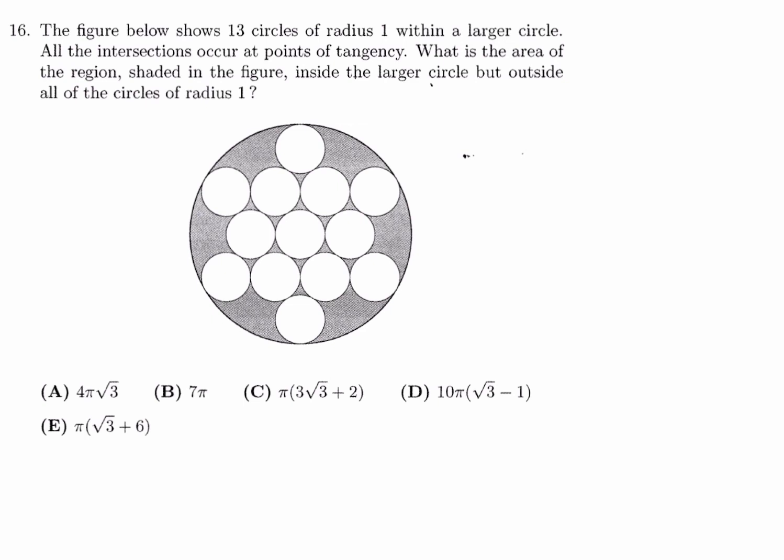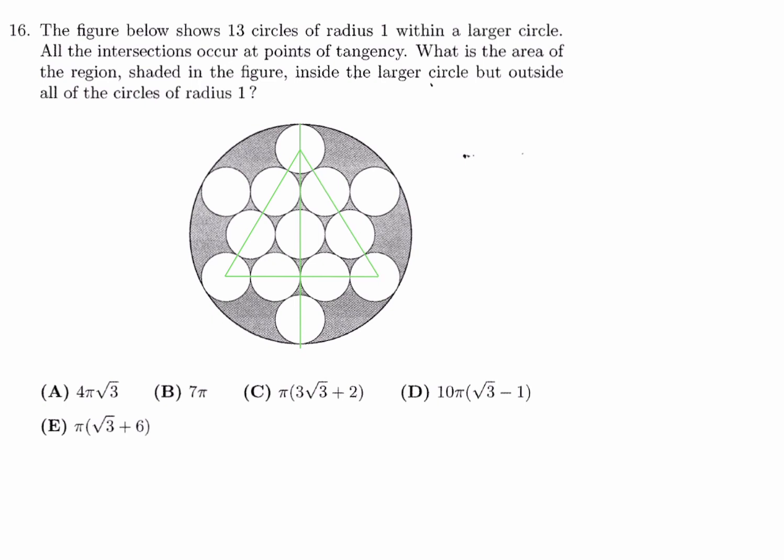The figure below shows 13 circles of radii 1 within a larger circle. All the intersections occur at points of tangency. What is the area of the region shaded in the figure inside the larger circle but outside all of the circles of radius 1? I'll draw a couple of lines here, and hopefully those lines will help. The first is a top to bottom one, like that. And then I'm going to draw lines that go to the center, like this, and then connect that one. So that's going to make a nice triangle, right?